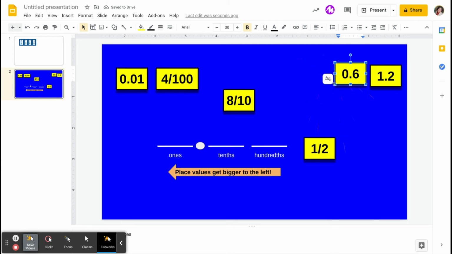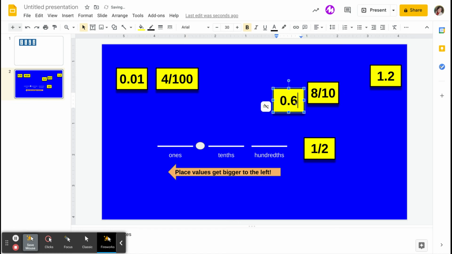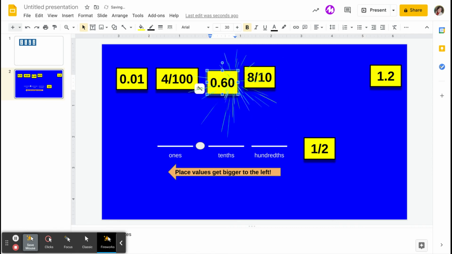When I look at my 6 tenths, having a hard time moving that. There we go. My 6 tenths, 0 and 6 tenths. And then I hear 8 tenths over here. Well, I know 8 tenths is more than 6 tenths. So 8 tenths is bigger. Now I need to think about my 6 tenths in comparison to my 4 hundredths over here. And I know that 6 tenths is the same as 60 hundredths. So this one's definitely bigger. And I already discovered that 8 tenths is bigger than 6 tenths. So I'm going to put my 8 tenths right here.